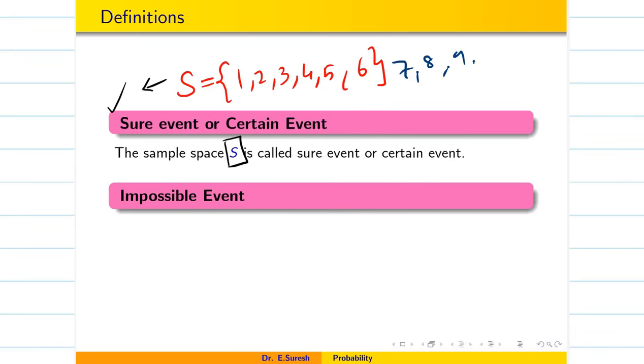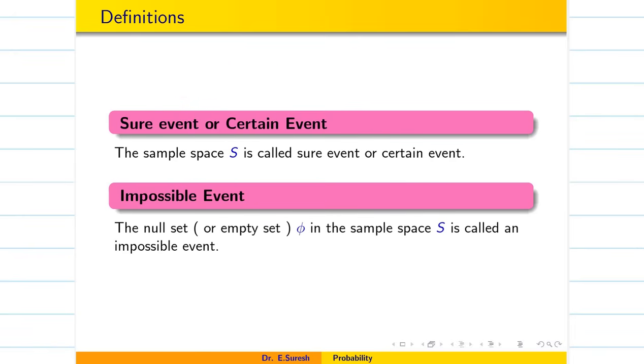The next one is called the impossible event. As I said, what is the impossible event? When you throw a die, if I say I'll get 25, you will never get 25. So it is going to be null, it is going to be empty. How many times you throw the die doesn't matter, you're going to get only empty. This is called an impossible event.